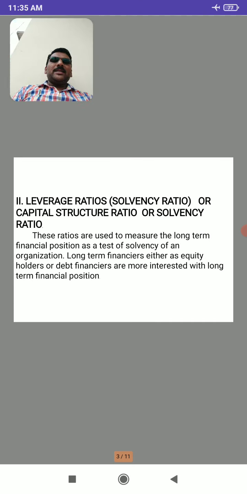So first we will take the proprietary ratio or equity ratio. What do we mean by proprietary ratio or equity ratio or total assets ratio? This ratio establishes the relationship between the shareholders fund and the total assets of the firm. So these are the two terms: one is shareholders fund and the other is total assets. First of all we will see what we mean by shareholders fund and what we mean by the total assets of the firm.